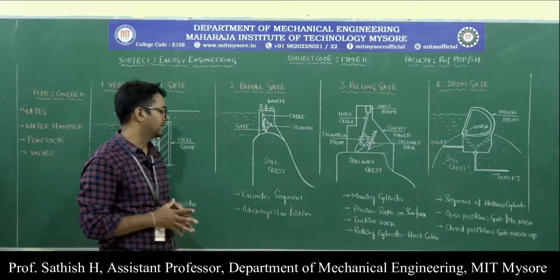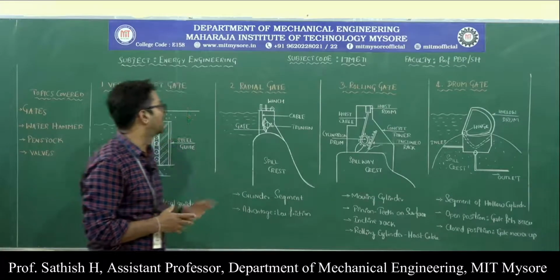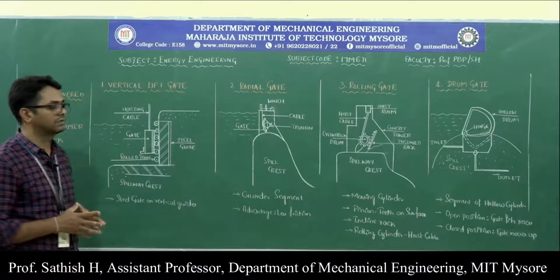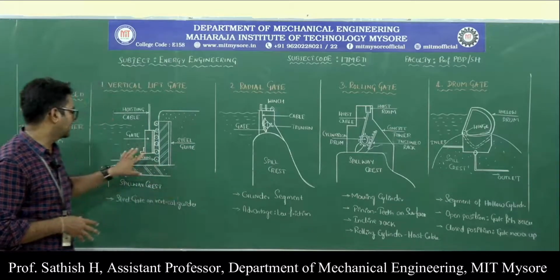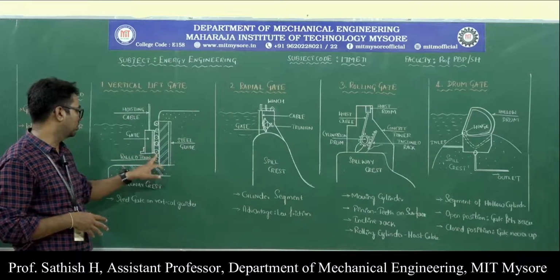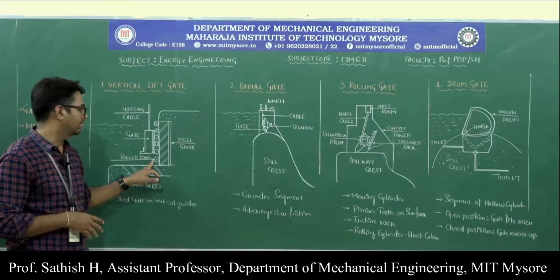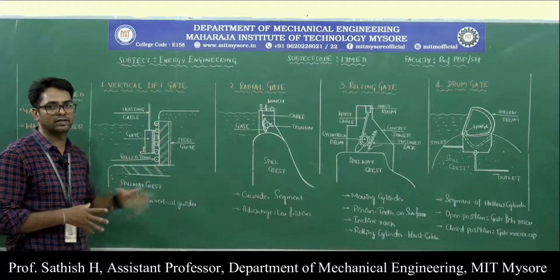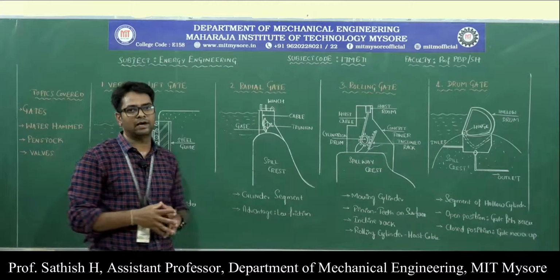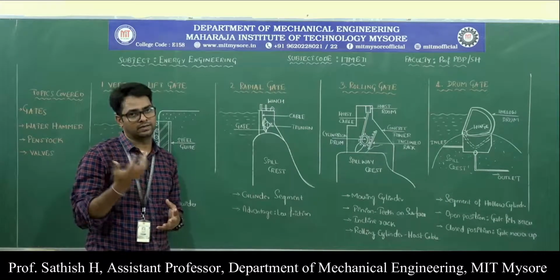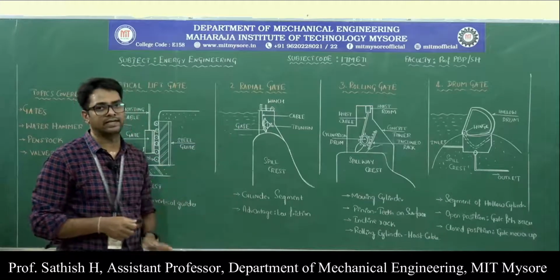So this is how the radial gate functions. One of the major advantages of the radial gate over the vertical lift gate is friction. In the vertical lift gate, the gate has to move over the roller train, and a lot of friction comes into the picture. The power required to move this gate is more, whereas in the radial gate that can be avoided. The friction is less in this case, and the power required to lift the gate is less in the case of a radial gate.